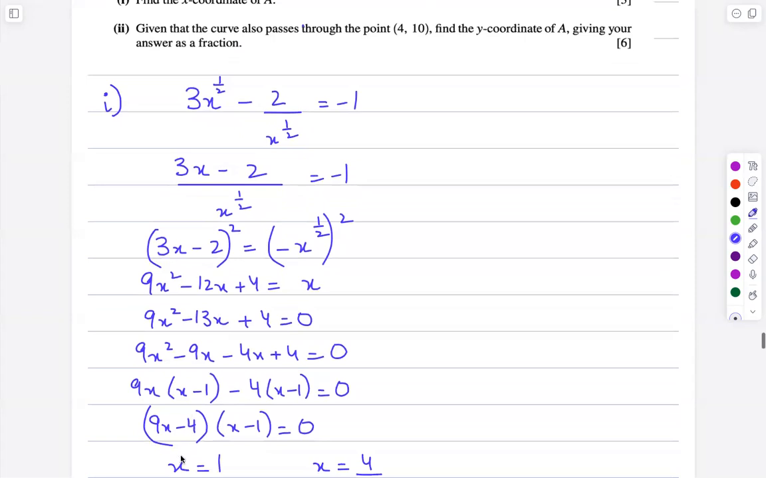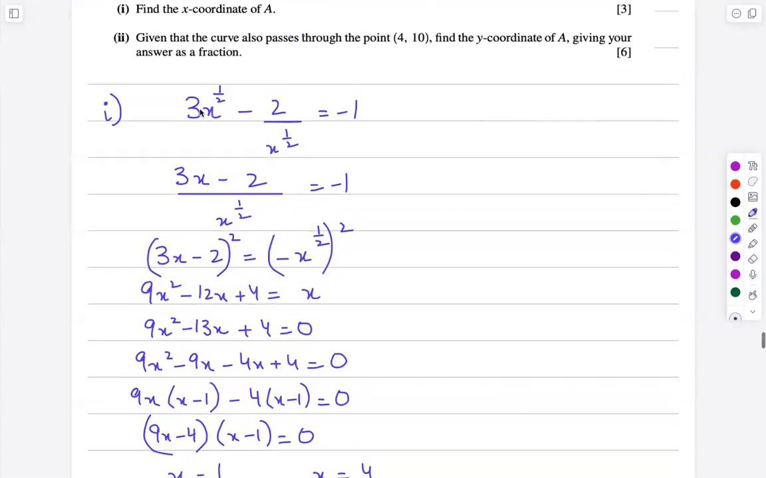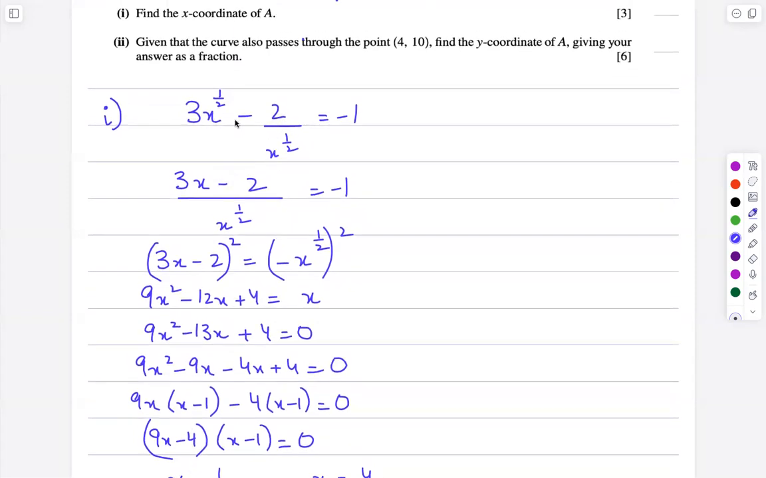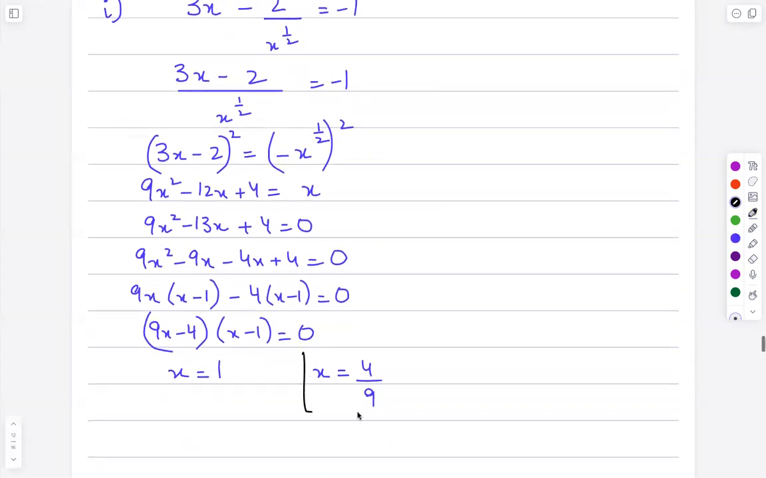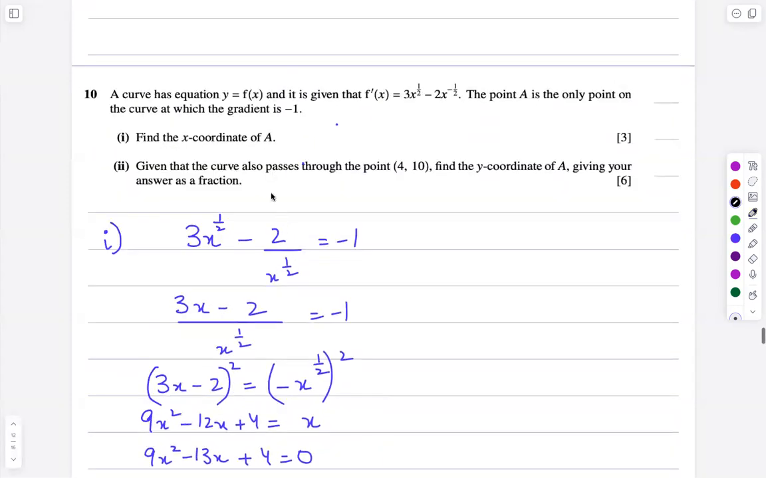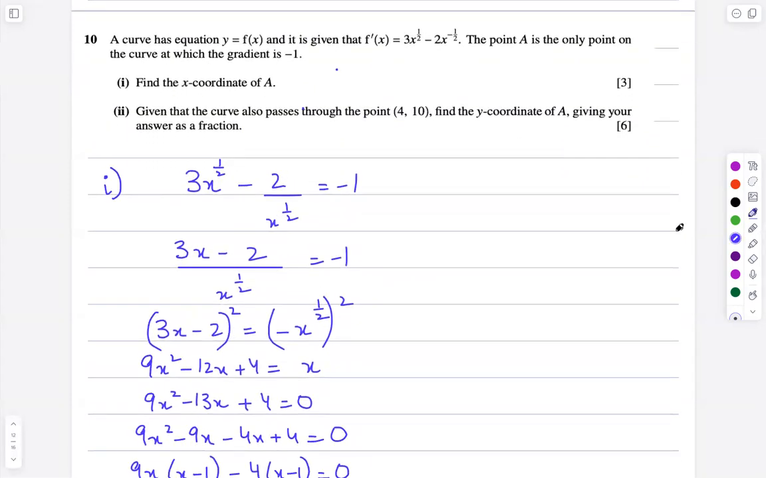Now, if we take x equals 1 up here, this will become 3 minus 2 upon 1, which will not be equal to minus 1, as 3 minus 2 is a positive 1. It means that the only value of x that we can take will be 4 upon 9. So the x coordinate of A will be 4 upon 9.